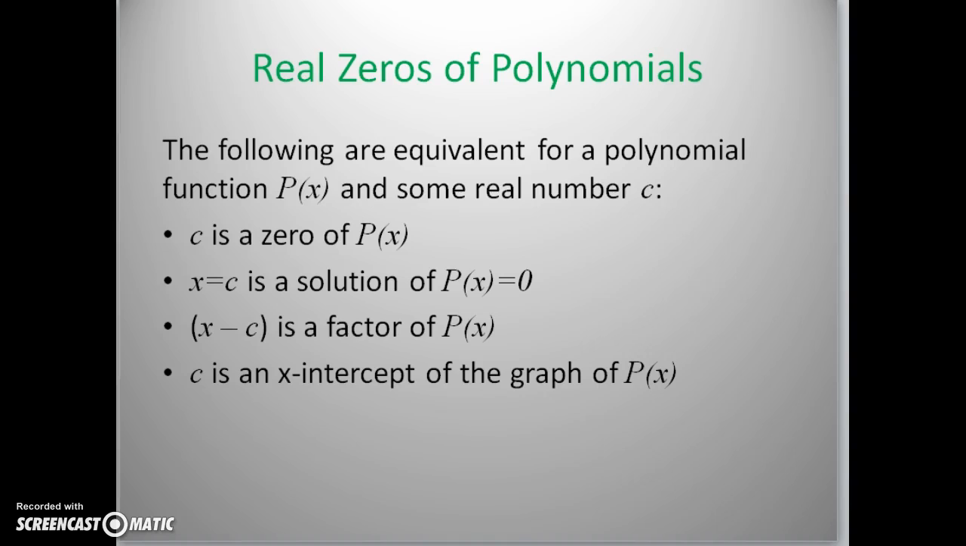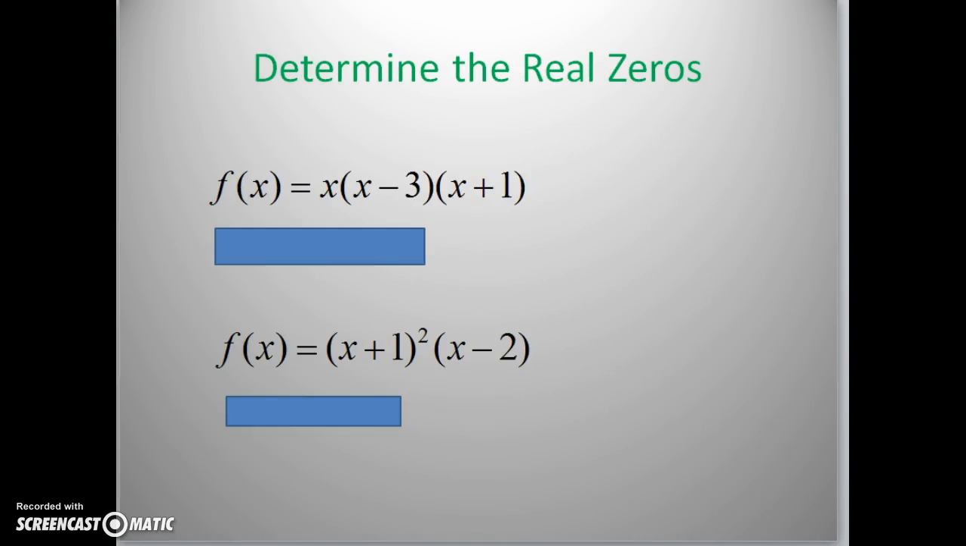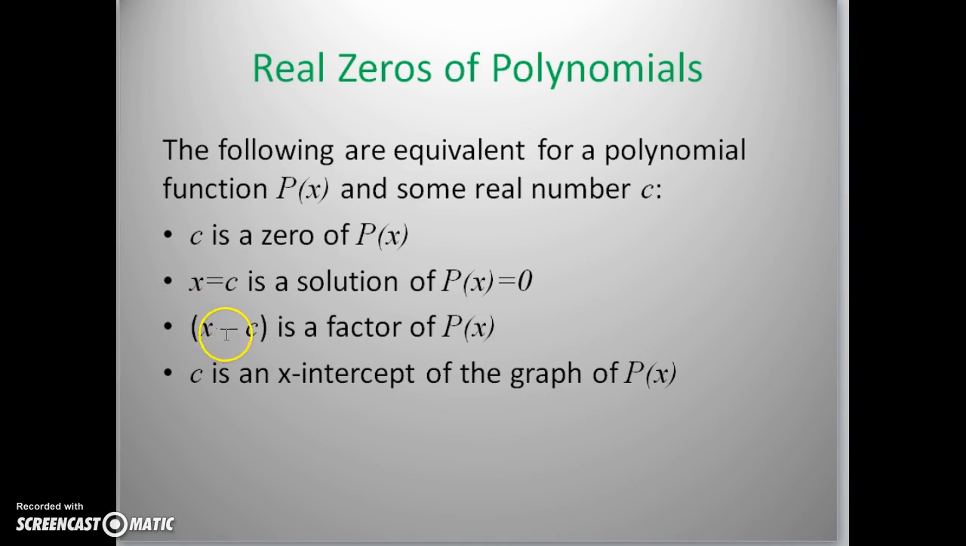So let's take a look at an example of two functions. Now these two functions have already been factored. So if we want to determine the real zeros of these functions, we could do a couple of things. We could replace f of x with 0 and then solve for x. But we also saw, if I just go back to the previous slide, that if x minus c is a factor, then c is a 0.